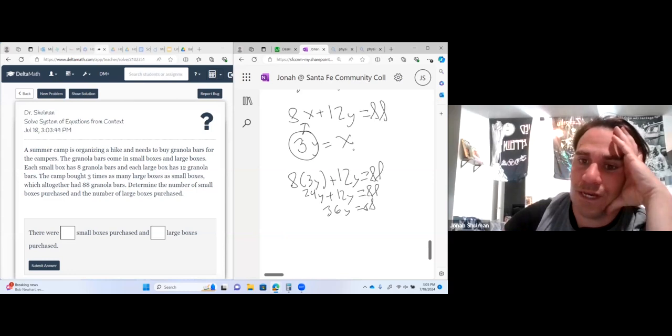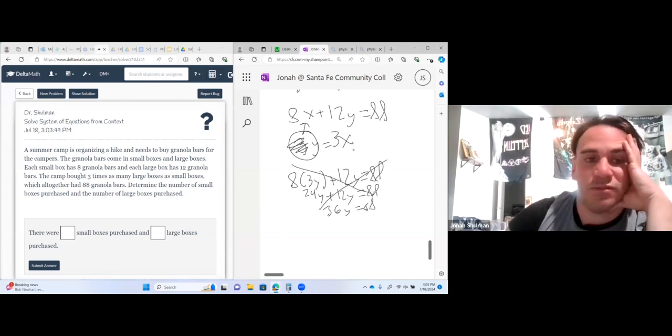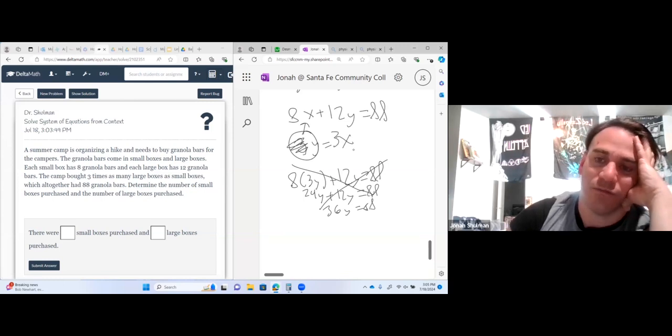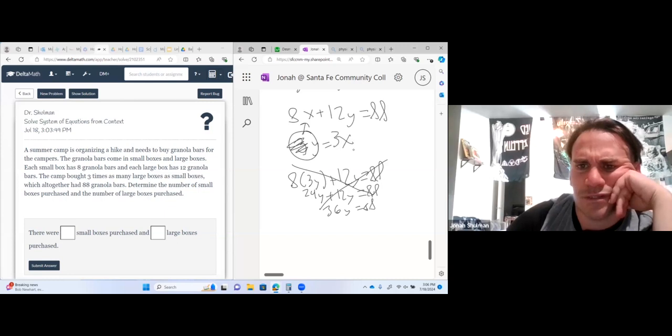So if I want 3 times as many of this to make it equal, it has to be like this. So 3 times as many large boxes. So if I want to set them equal to each other, I believe this has to be 3 times it, because if this is 6, x would be 2. Yeah, that makes sense. So we still have to replace it, but now it gets replaced here.